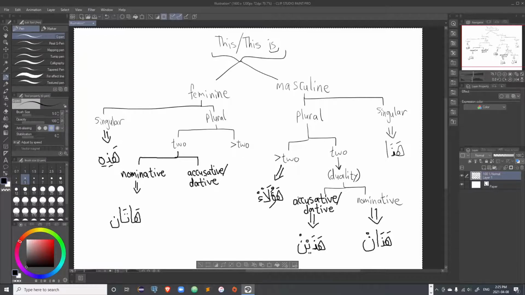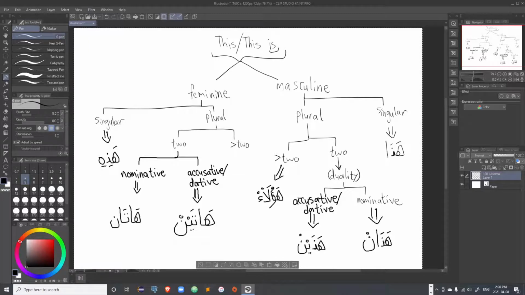The same as what happened here will happen here. The alif nun will be turned into ya nun for the accusative and dative. So it will be هاتان. Tayn. I'm missing a letter. There we go. Ha tay, هاتين, هاتين.